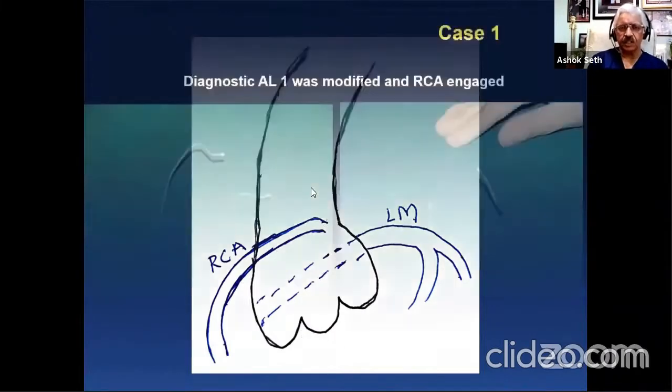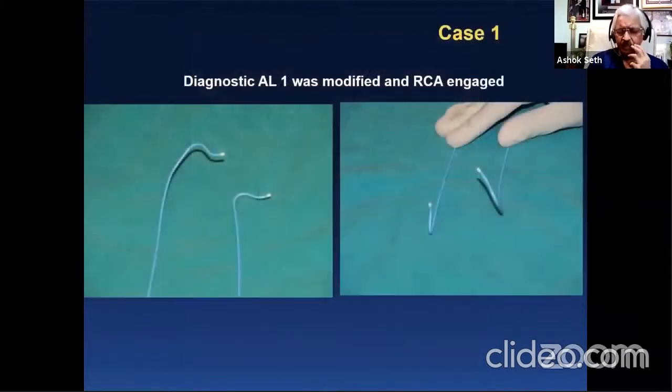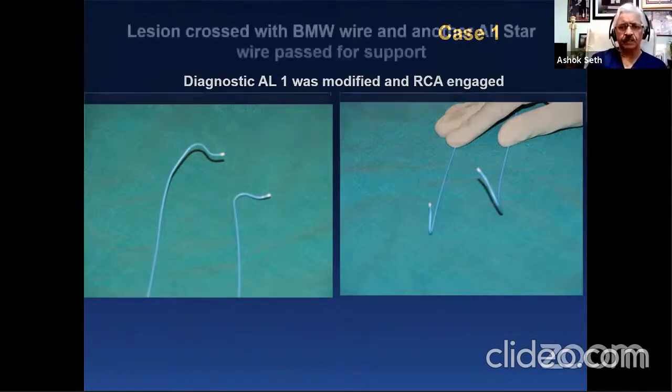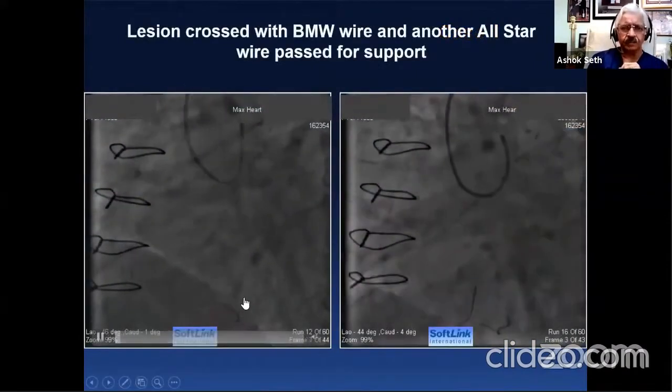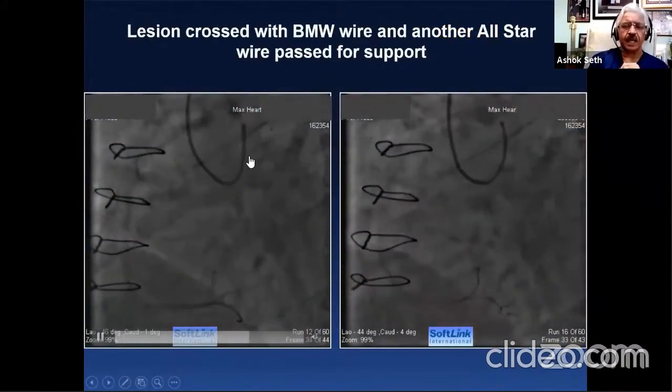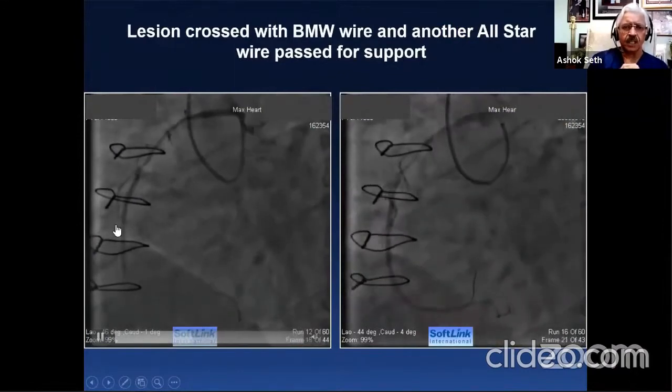That's a representation. So I firstly modified a diagnostic catheter, and the diagnostic was engaged. It was easy to modify, as I've shown you, and the RCA was engaged. I just created a bigger loop. I just had an Amplatz, which would actually just look up. Once I'd done that, and it also pointed anteriorly, I actually got it in. And then I put a slippery wire down there.